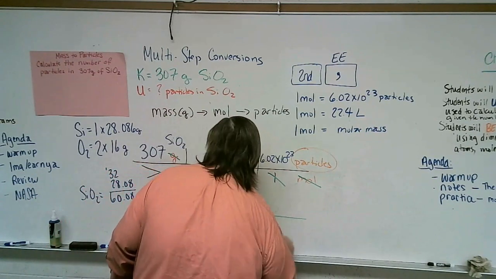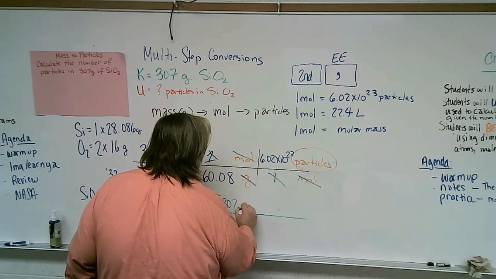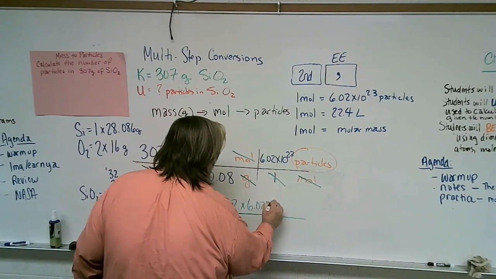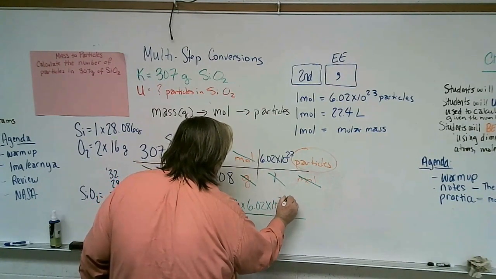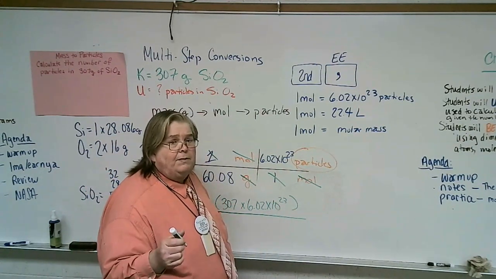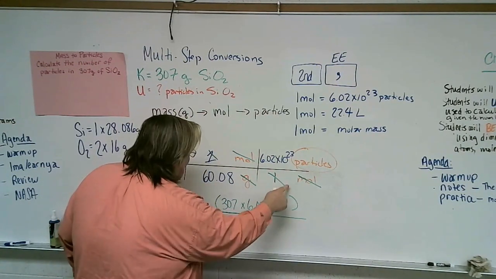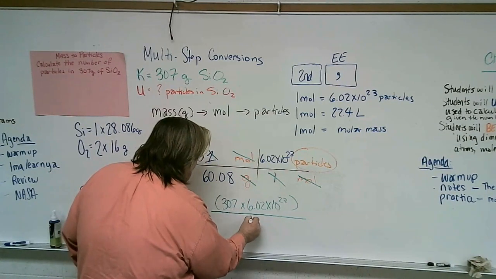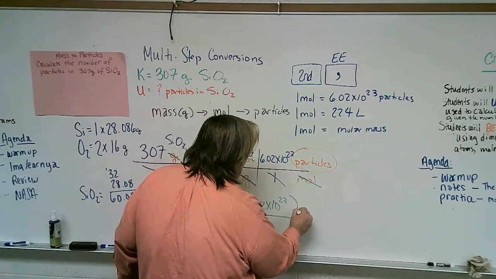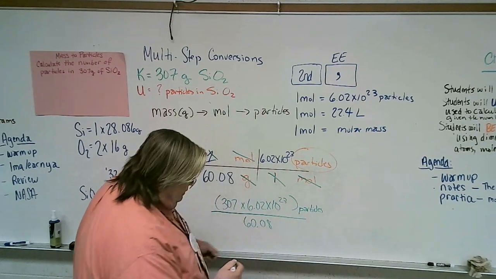Okay, so we'll make our bar. Open parentheses, 307 times 6.02 times 10 to the 23rd. Close parentheses, because every time you open parentheses, you have to close them. That's over 60.08. And the particle stays because nothing cancels it out. And that's what we're actually looking for.